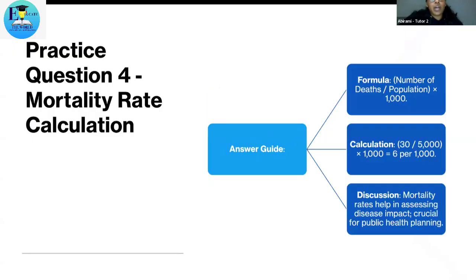So this is how you would answer it. That formula is on the top. I'm not too sure if that was actually on the PowerPoint for formulas, so again, just learn this one. It's number of deaths, which was 30, divided by the total population, which is 5,000. And then you times it by 1,000 to get how many people per 1,000. So that gives you 6 people per 1,000.